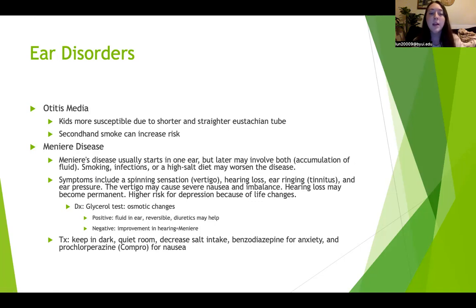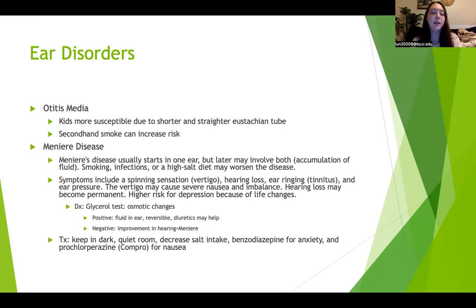The diagnosis of this is a glycerol test, and it's testing for osmotic changes in the ear, so fluid pressure changes or differences. A positive glycerol test means there's fluid in the ear, there's osmotic changes, it's reversible, diuretics may help get that fluid off, it's not Meniere's disease. Okay, negative with the glycerol test means there's no improvement in hearing when the test is administered. It means a positive for Meniere's. So sort of flipped. Positive means you don't have it, negative means you do.